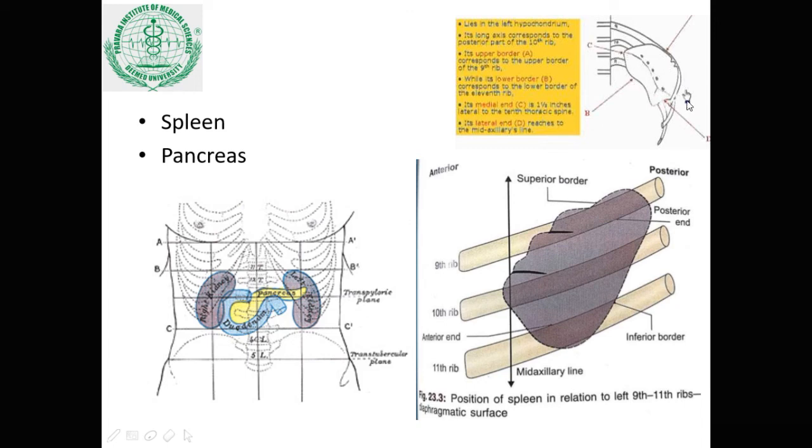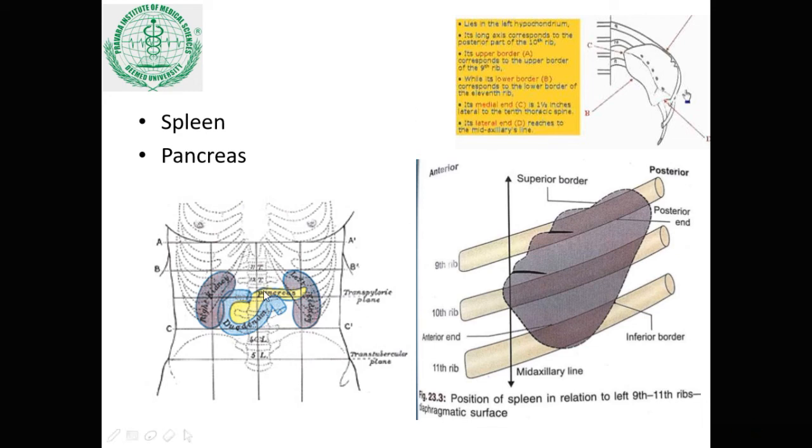So this is the outline of the spleen, where the axis of it is lying along the 10th rib. Upper pole corresponds with the upper border of the 9th rib, and the lower pole is lying at the left 11th rib in the mid-axillary line.